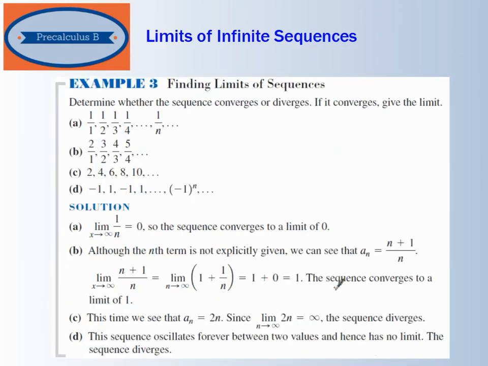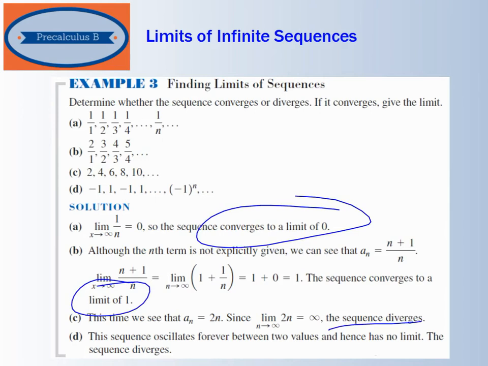All right. So the first one converges with a limit of 0. Second one converges with a limit of 1. The third one diverges because it approaches infinity. And the last one oscillates forever, and so it has no limit. And because it has no limit, we would say that the sequence diverges.